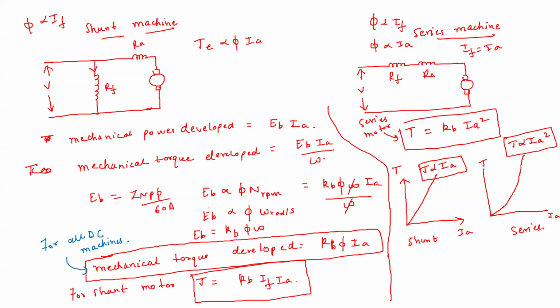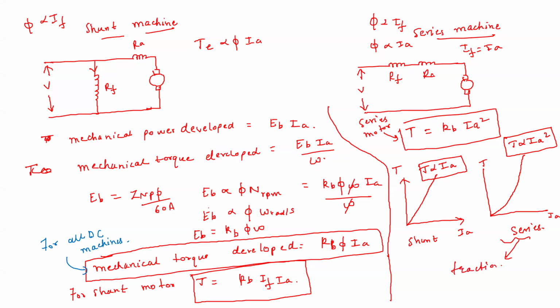So you can see that the torque developed in the case of a series motor is more. That is why the series motor is also preferred in traction applications, because the torque developed is huge. If you just change the connections like this, the torque developed will be more compared to the shunt machine. So that is why this series machine is preferred in traction load.